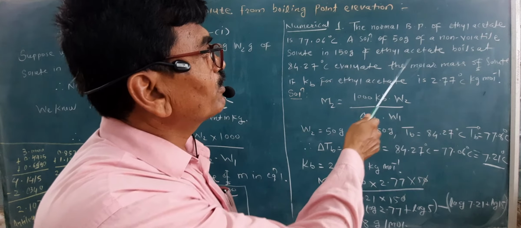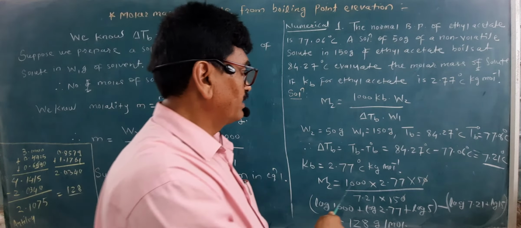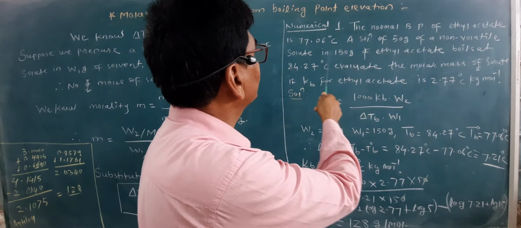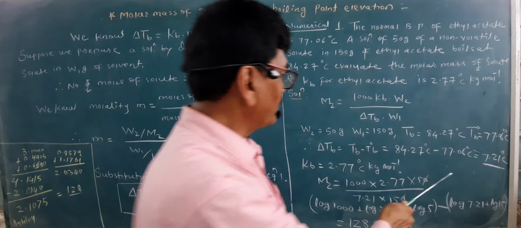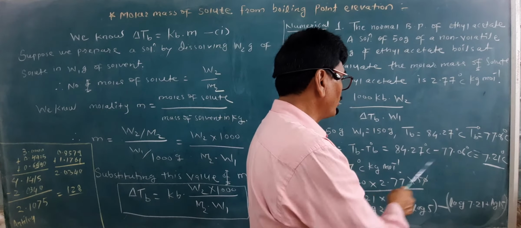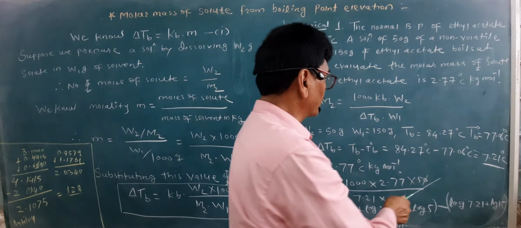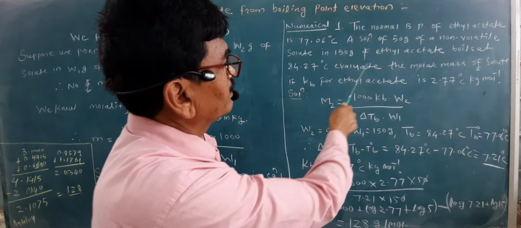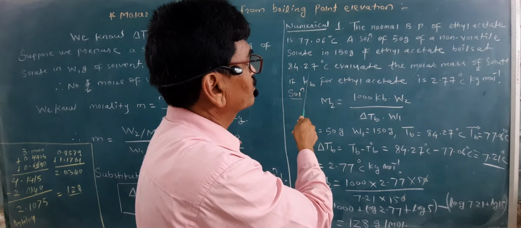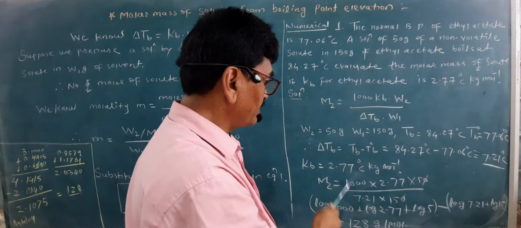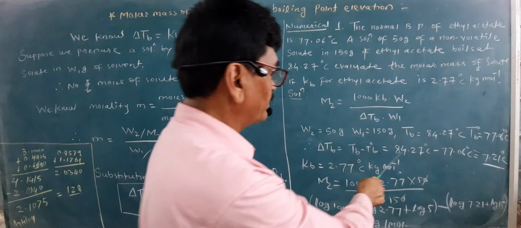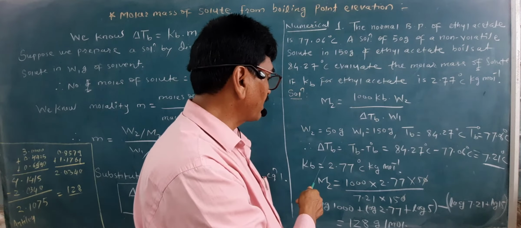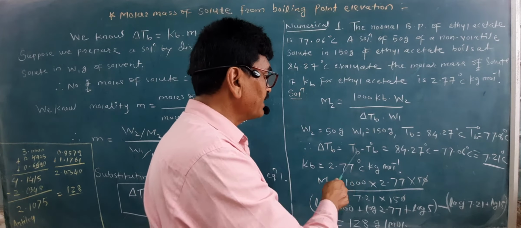The normal boiling point of ethyl acetate is given. That is the boiling point of pure solvent, T0b, this one, 77.06. Then, ethyl acetate boils at 84.27 degrees centigrade. So when non-volatile solute is added, this is nothing but the boiling point of solution. In this way, from this we can calculate easily delta Tb, and this is the difference.